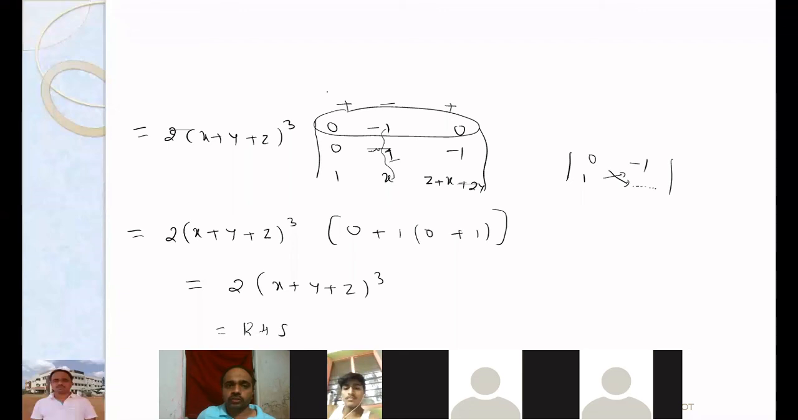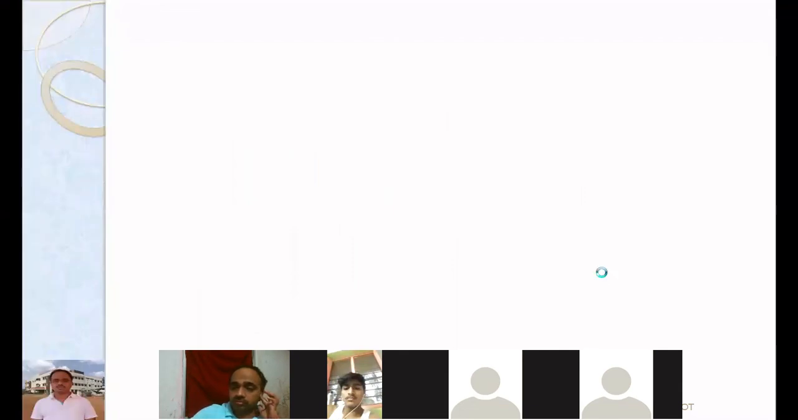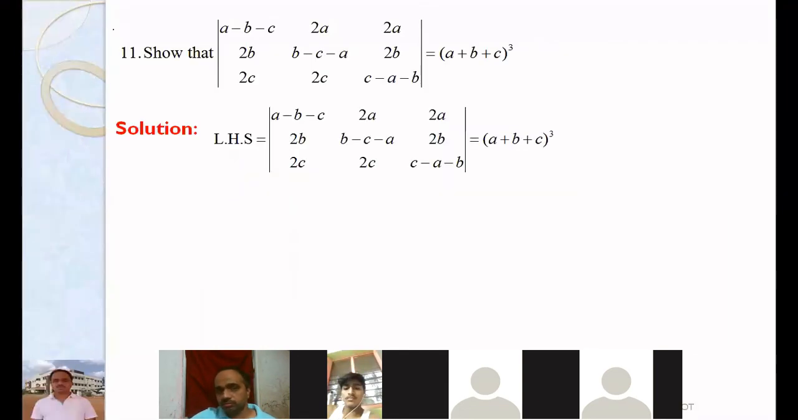Okay, go to the next question. This is the next question. It is similar to the last problem. The last question was x plus y plus z whole cube multiplied by 2. Now instead of that, it is a plus b plus c whole cube. There is no difference. Instead of x plus y plus z whole cube, you are having a plus b plus c whole cube. So some questions will be very much similar.